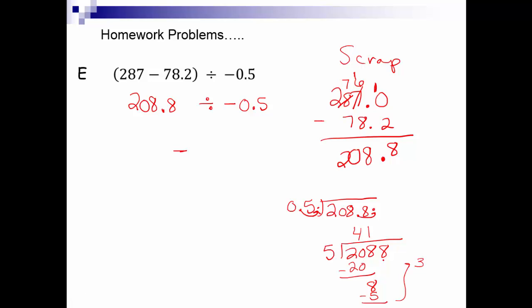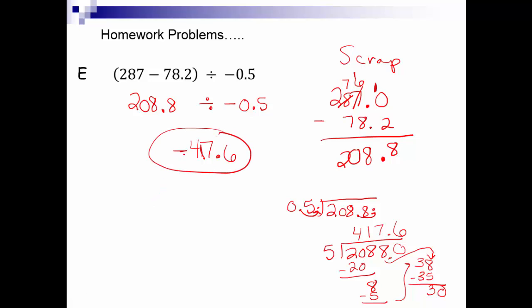So sorry about that. I'm squeezing it in. I then have to bring down that 8. So now I say 5 goes into 38 7 times. 7 times 5 is 35. I'm going to need to bring up a decimal point. And 8 minus 5 is 3. I'll bring down a 0. 5 goes into 30 6 times. So that is a negative 417.6. Sorry about my handwriting.